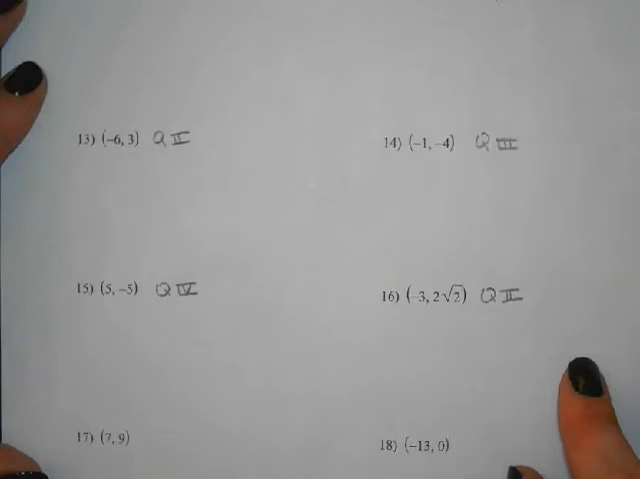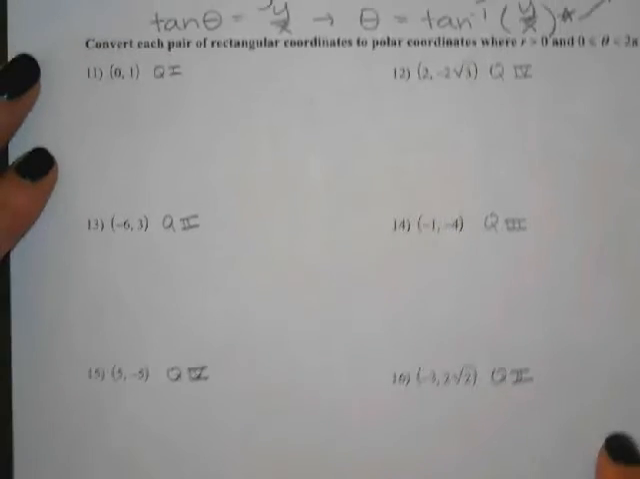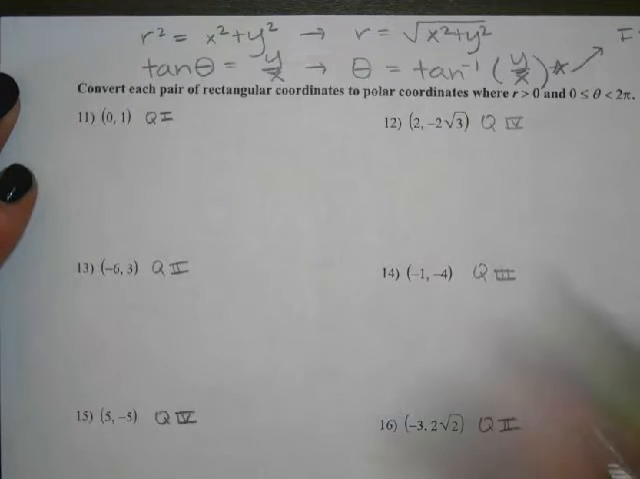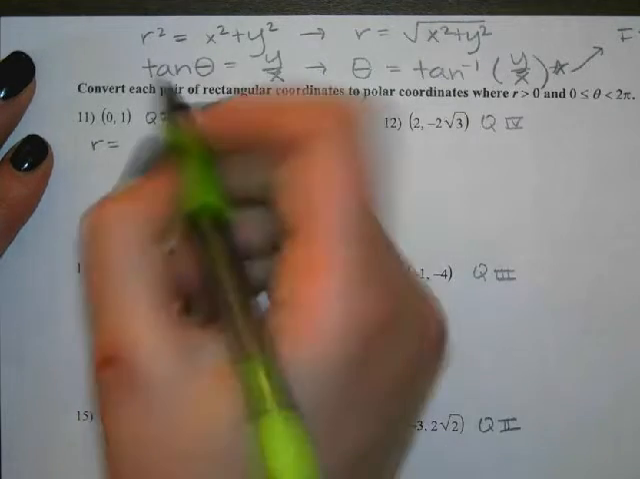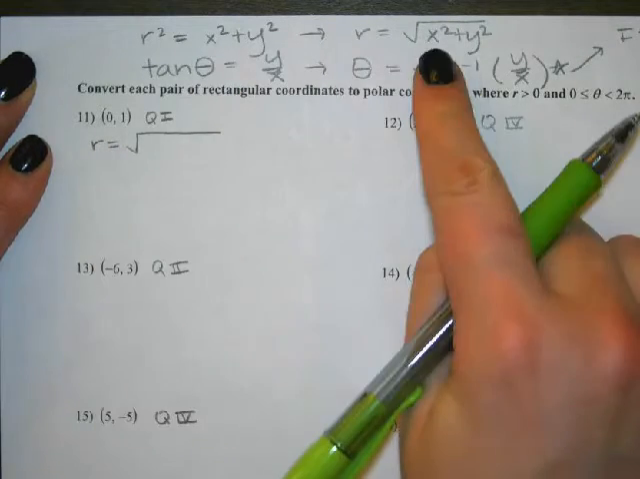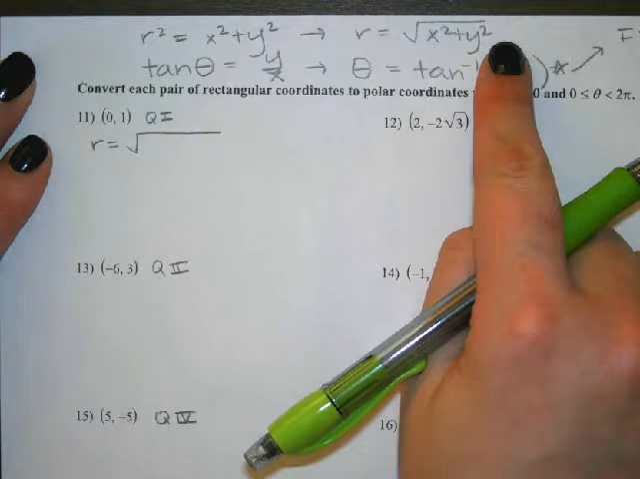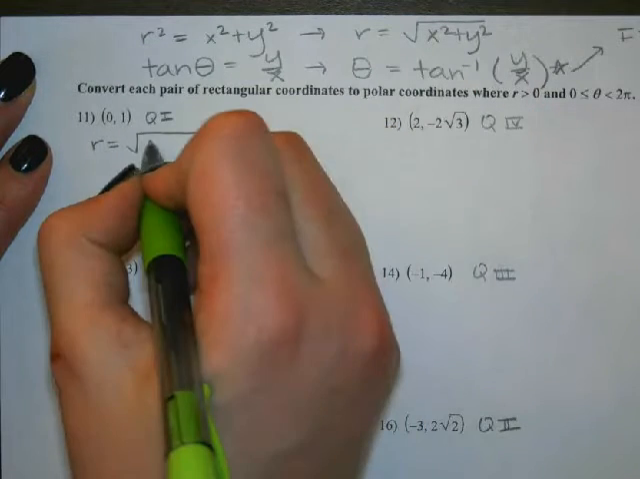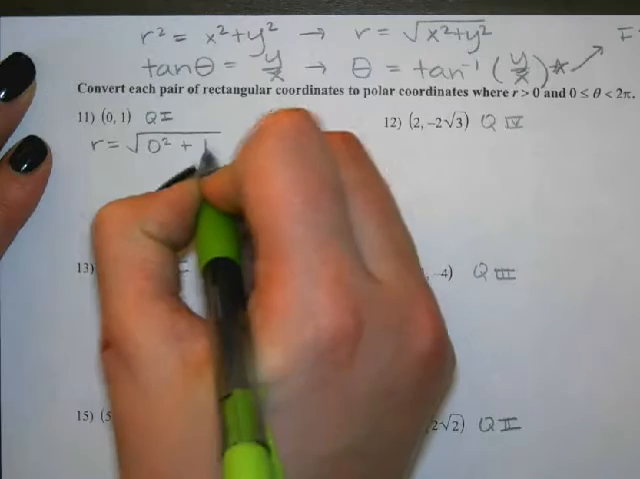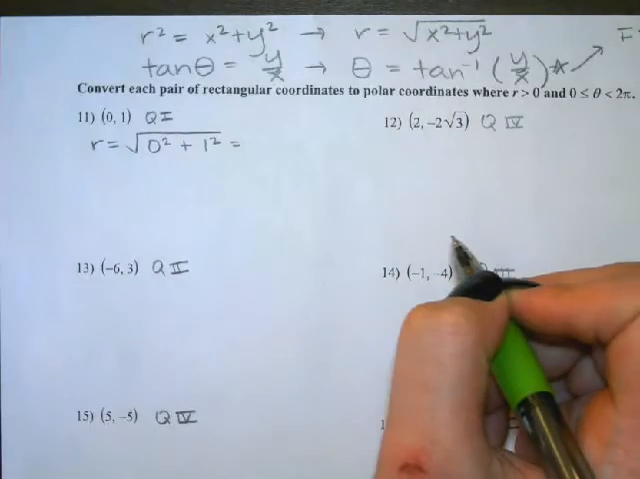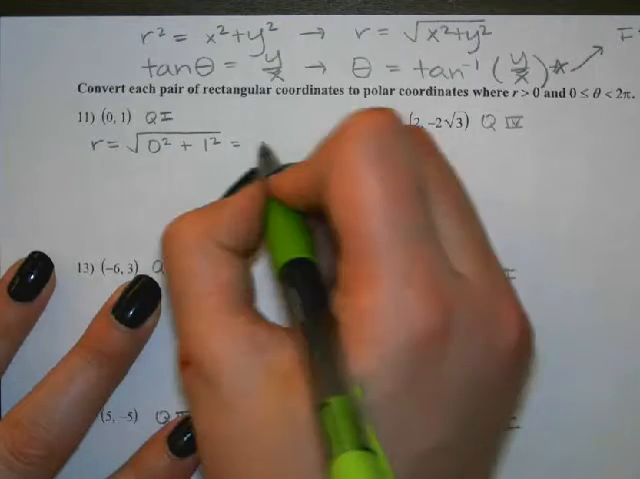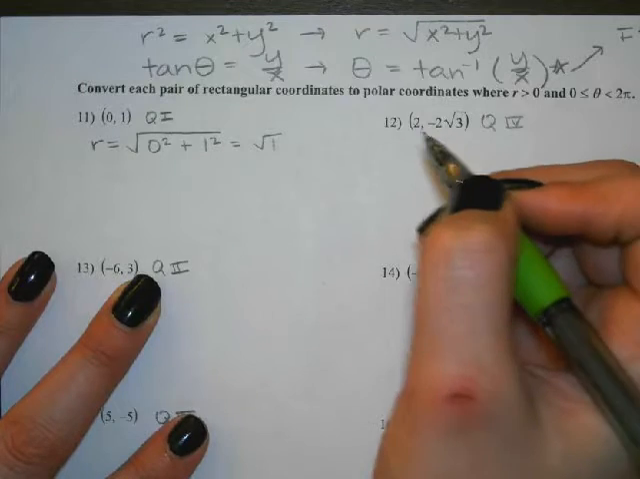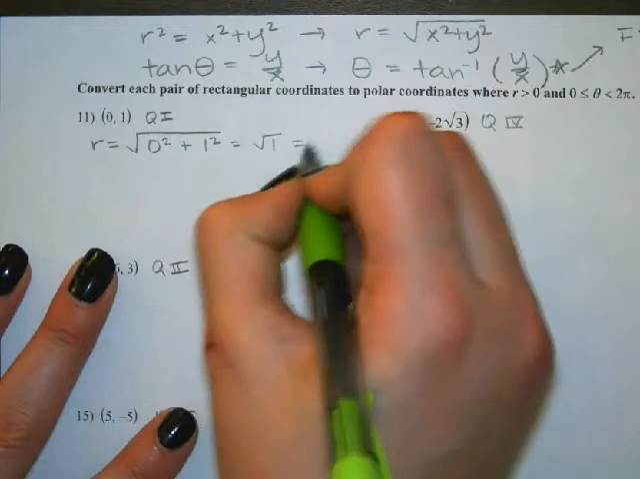Yeah. Okay, so now we're going to go ahead and use those formulas. I'm going to say to find my r value, I need to take the square root of x squared plus y squared. So I'm going to take the square root of 0 squared plus 1 squared. And what is 0 squared plus 1 squared? That's 1. And the square root of 1 is 1. Okay?